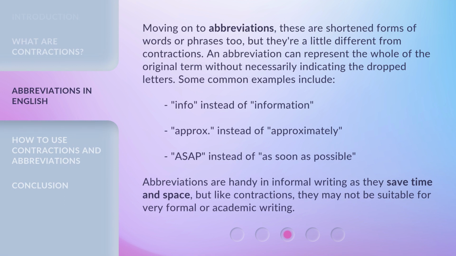Moving on to abbreviations, these are shortened forms of words or phrases too, but they're a little different from contractions. An abbreviation can represent the whole of the original term without necessarily indicating the dropped letters. Some common examples include info instead of information, approx instead of approximately, ASAP instead of as soon as possible.